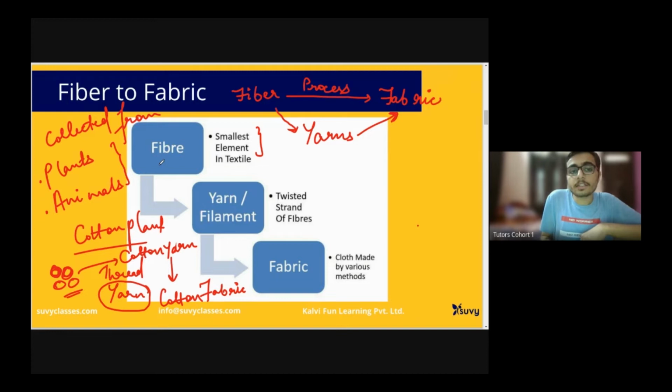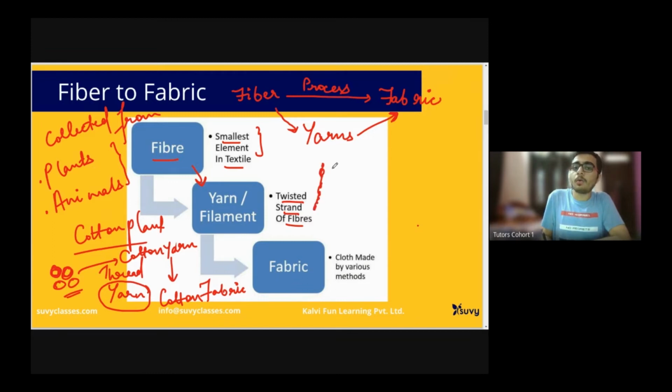Okay, so firstly, we get fiber from the source, the smallest element in textile technology. Then we go to yarns, which are twisted strands of fibers. We just take cotton balls, we twist them and make long strands. That is nothing but a thread.